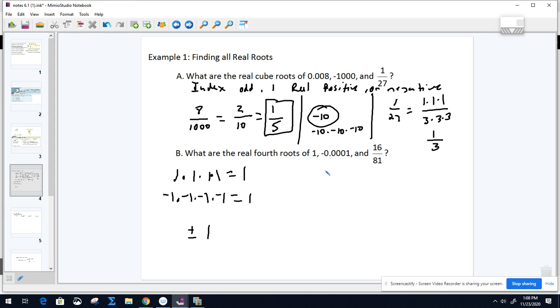Okay, for this negative 0.0001, I can't have an even index and a negative answer. So this would be no real roots.